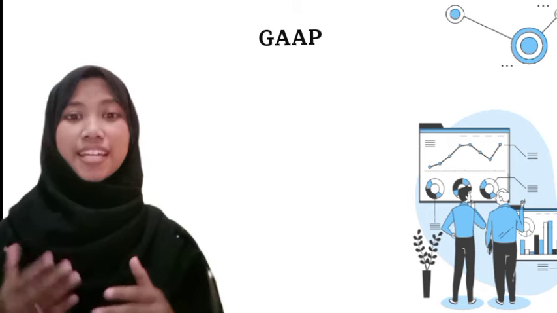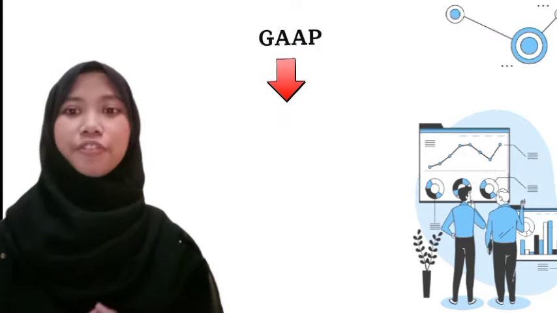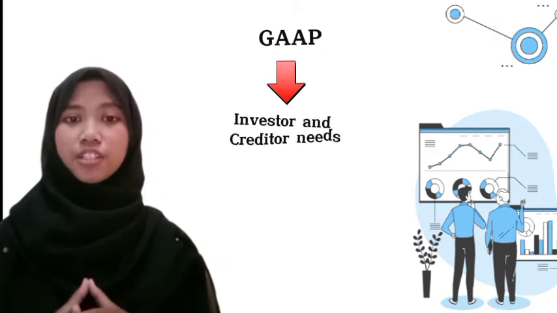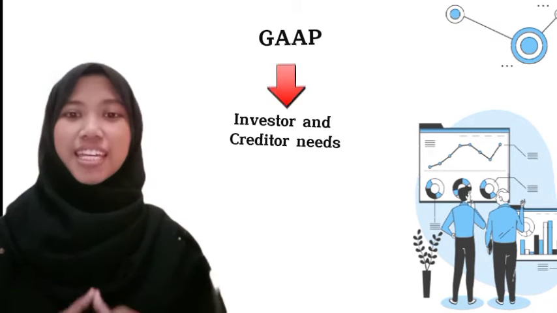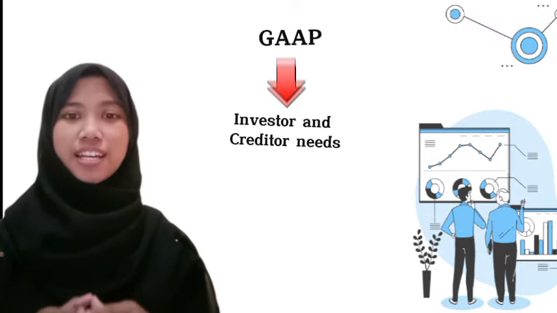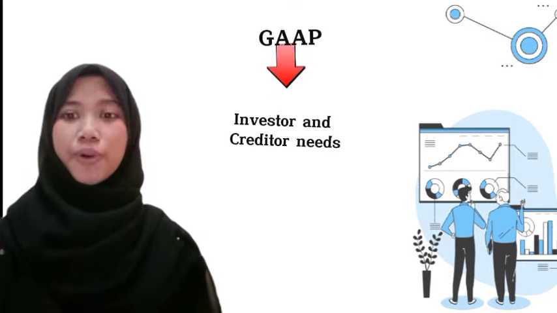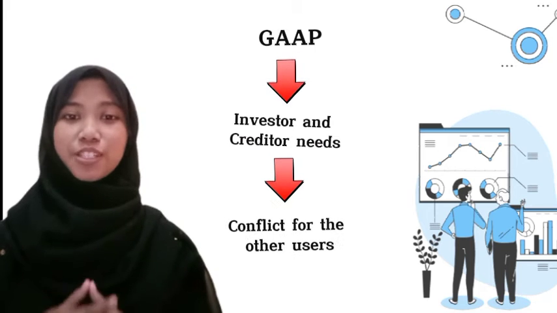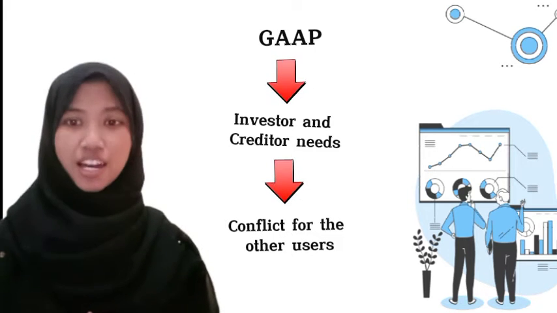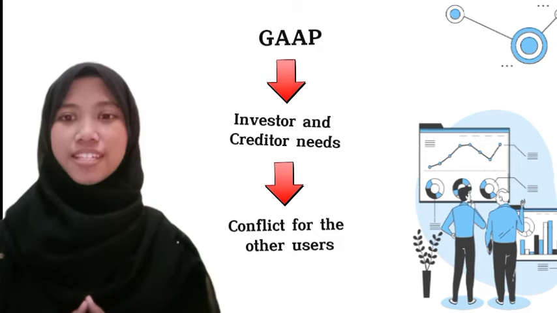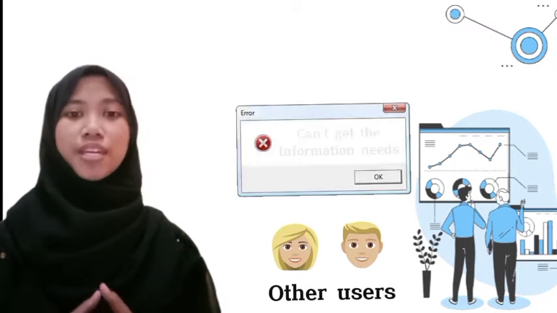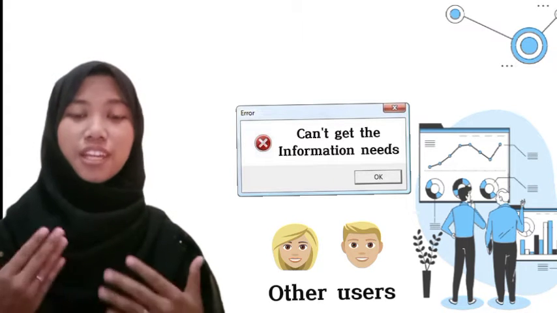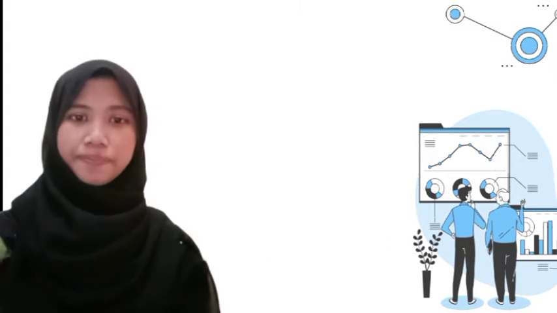And then GAAP itself is decided to be better served in its design according to the needs of investors and creditors. Of course, this decision causes conflicts, where financial statements whose purpose is to provide for user needs are only prioritized for creditors and investors, so other users may not be able to get the information they want in the financial statement.